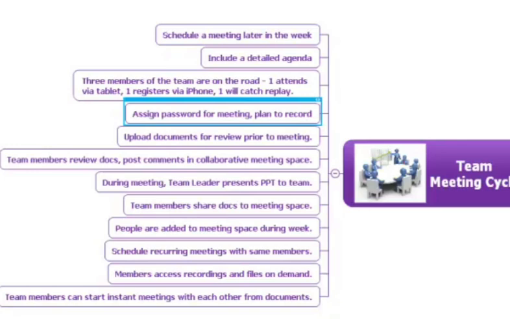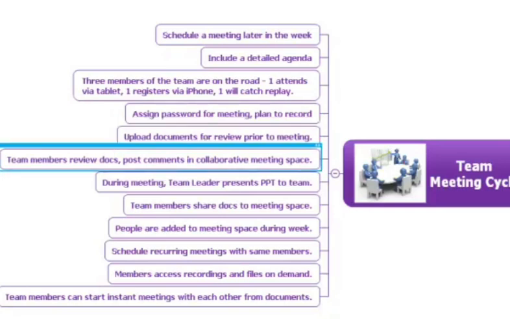There are definitely some things they don't want to be sharing with the world, or necessarily with other people who have access to other rooms in their meeting space there. So they're going to record that for their team and ask people to use a password. They're also going to upload documents for review prior to the meeting. Every member of the team has an opportunity to review those documents and then post comments below the space in the collaborative meeting area so that they can start getting on the same page prior to the meeting.